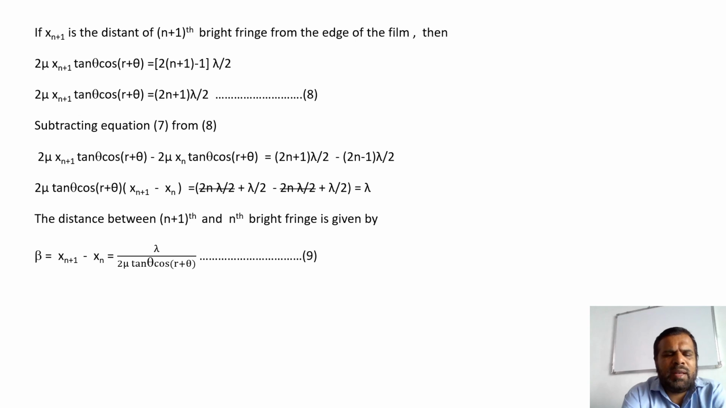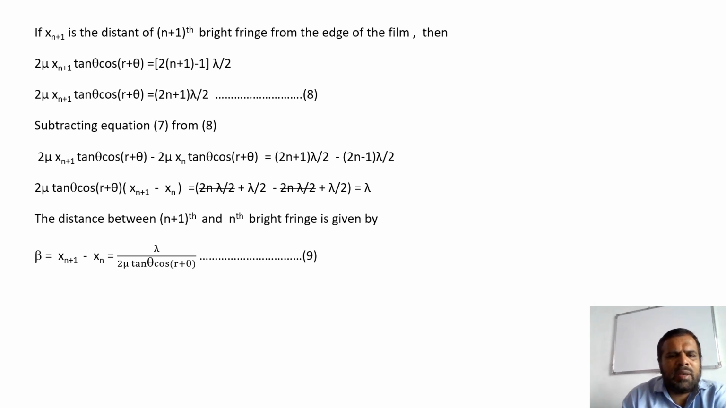The distance between the (n plus 1)th and nth bright fringe is given by beta, which is equal to xn plus 1 minus xn, which is equal to lambda divided by 2 mu tan theta into cos of (r plus theta).